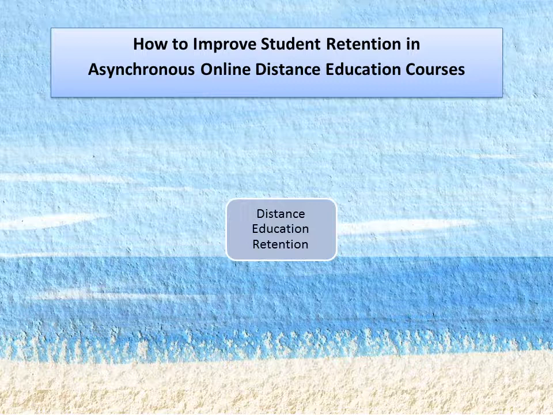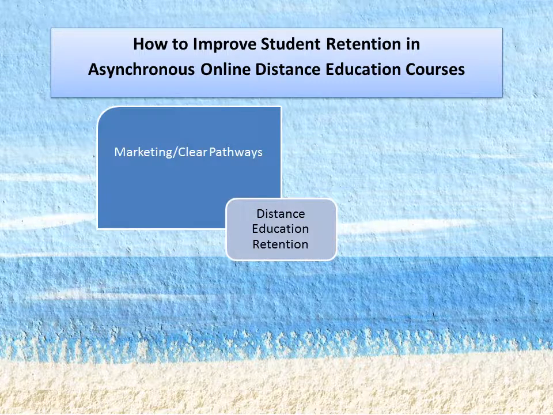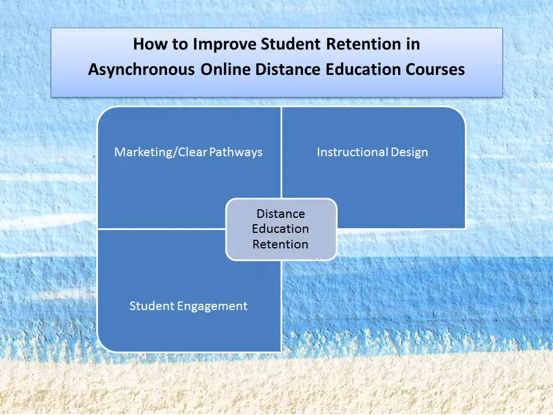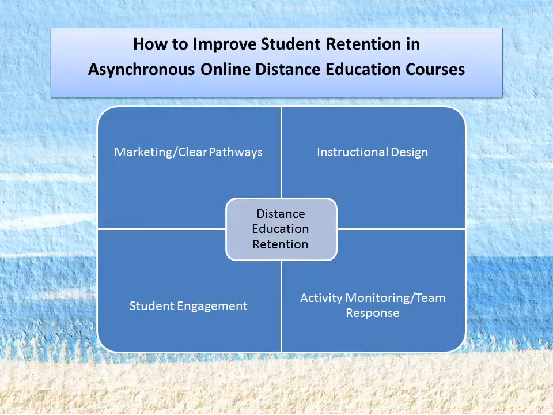How to improve student retention in asynchronous online distance education courses? Well, that will take a program. And this program should consist of 4 major components: marketing and clear pathways, instructional design, student engagement, and activity monitoring with a team response.